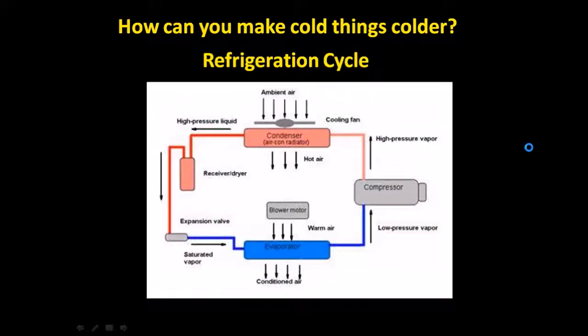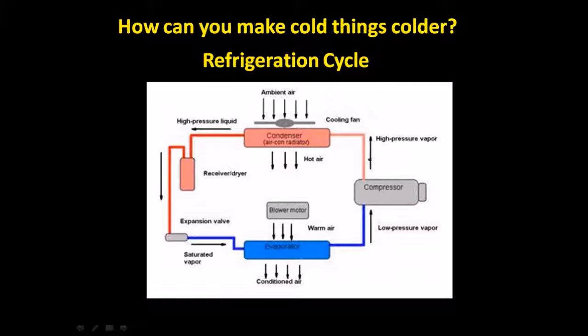Here's the idea. We have a fluid called a refrigerant that's circulating through the system. So it circulates around and around this way. Let's see what happens. Well, we have a low pressure vapor that goes into a compressor and turns into a high pressure vapor. Because the compressor did work on the gas, it has more energy and it's hotter.